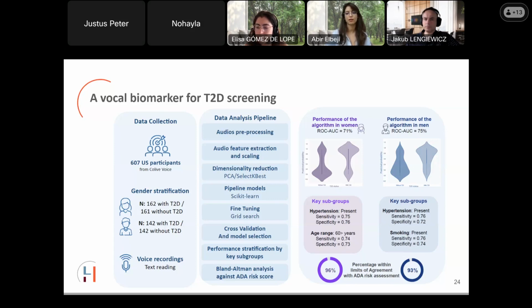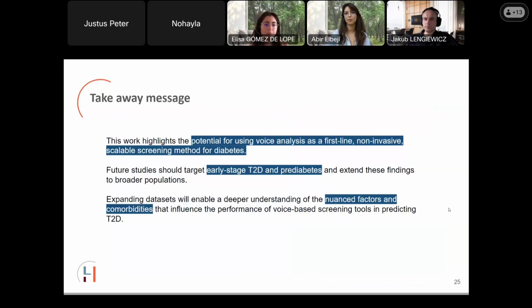As a takeaway from this case, the study is only highlighting the potential of using voice analysis as a first-line, non-invasive, scalable screening method for diabetes. It shouldn't be confused, and we shouldn't be relying only on voice to screen for type 2 diabetes. There's blood analysis that does the job already, but this would at least reduce the number of undiagnosed patients, which is half of the population currently. So half of the population is undiagnosed with type 2 diabetes.